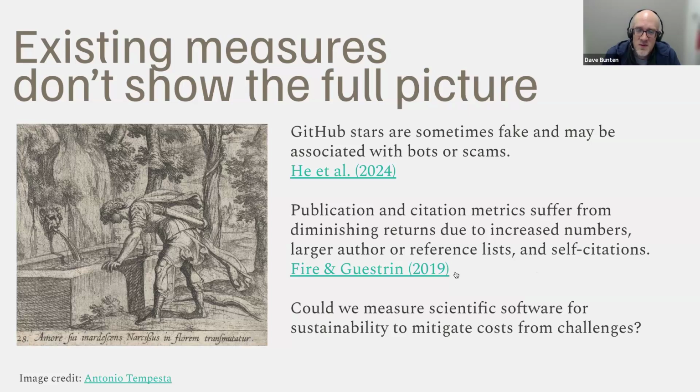There's actually several reports. This is one good one that I could find, but a lot of times people are talking about how much of a problem this is. I think there's certain individuals who are publishing almost a paper per day, or maybe more than one paper per day, which makes it hard to estimate what we would have to do to adjust certain citation metrics in terms of impact and understanding how that affects software. So an open question: could we measure scientific software for sustainability to mitigate costs from challenges long term?